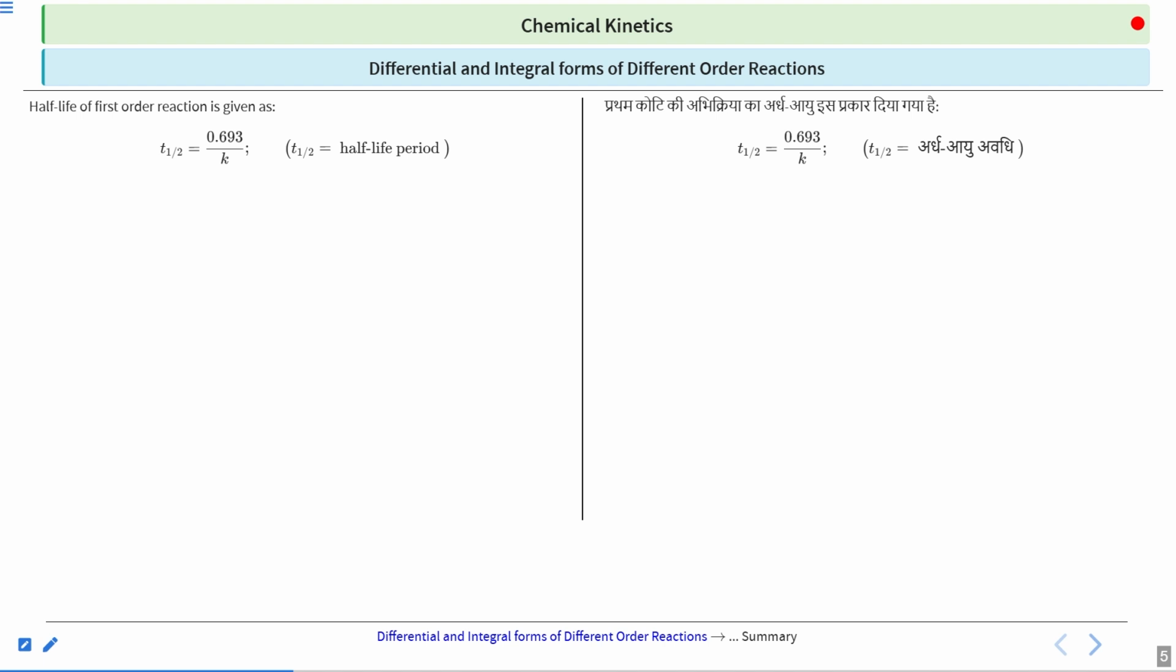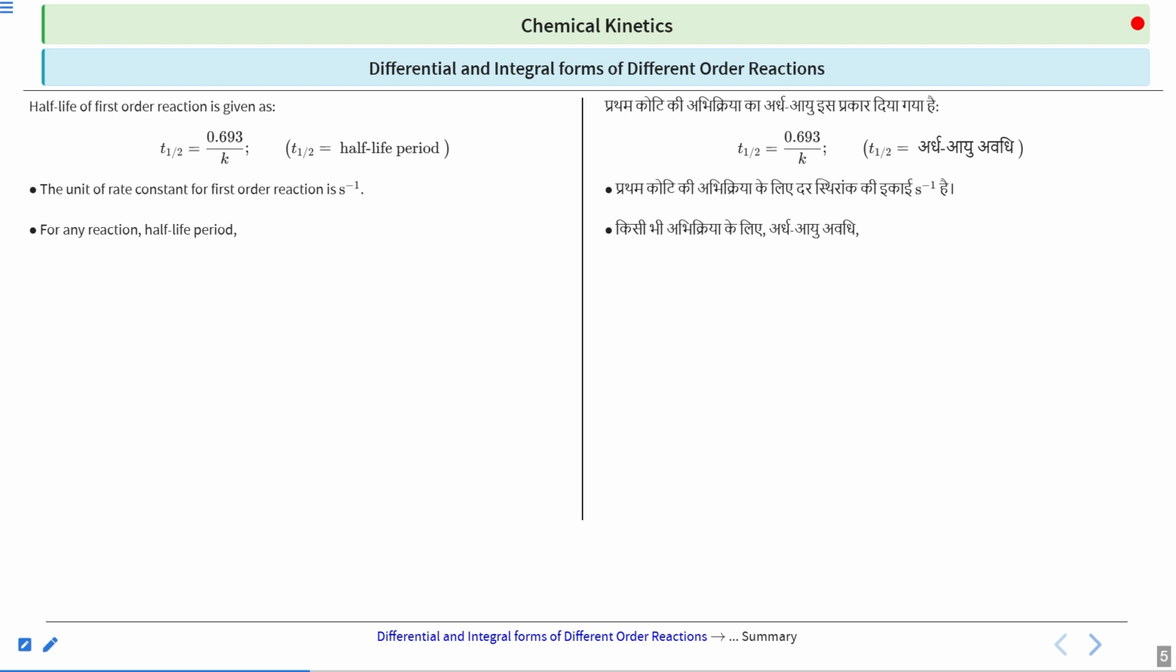What we have done here is very simple. We have put t equal to t half, and instead of a minus x, we have written simply a by 2, because the half-life is that time at which the concentration becomes half of the initial concentration. After putting all these values, we got t half is equal to 0.693 by k. What about the unit of rate constant? For first order, the unit is per second.